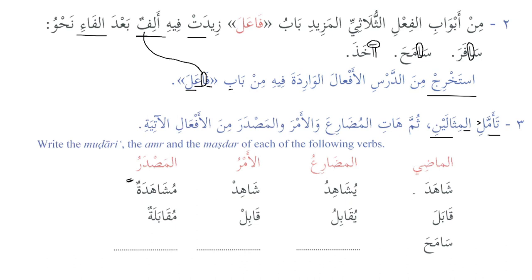Now, as we know, the derived form number 2, 3, and 4, all of them for the mudari start with yu. And also, al-masdar also starts with mu, as we can see over here. So, shahada, yushahidu, fail al-amr is shahid, and al-masdar, mushahadatun or mushahadatan. Qabala, to meet. Qabala, yuqabilu, it is also used for the interview. And then we have fi'l al-amr qabil, and masdar is muqabalatan.